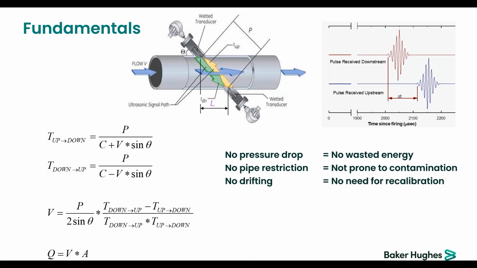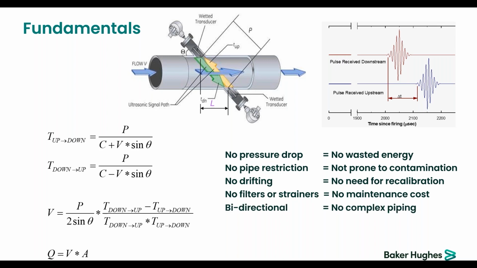This technology, if you look at the way the velocity is calculated, is not prone to drift because it's just a matter of geometry and time. So once you have the velocity, you multiply the velocity by the cross section of the pipe and you get your volumetric flow. So it's very straightforward as a technology. Because we have this full bore design, there's no need to install filters or strainers, and there's no need for maintenance coming from it, right?